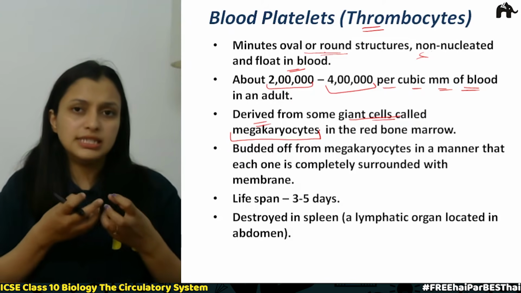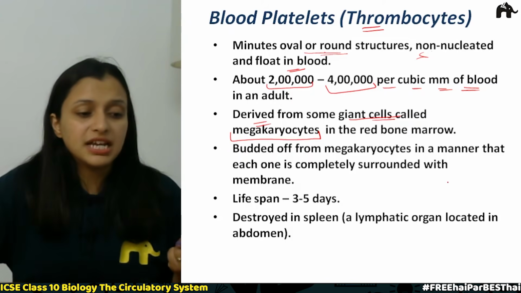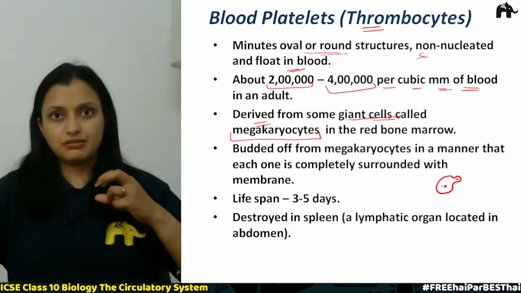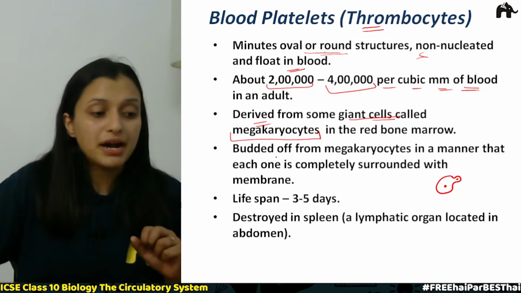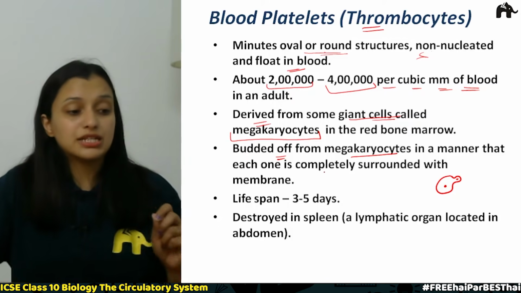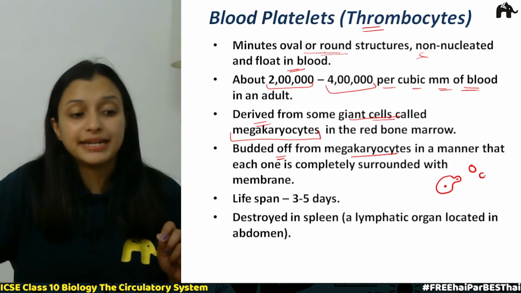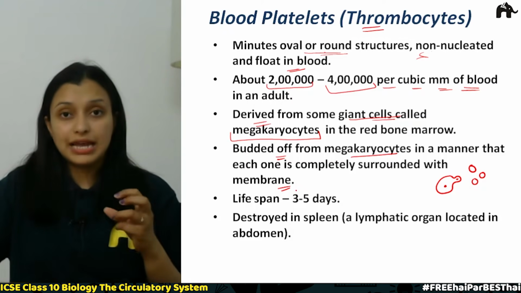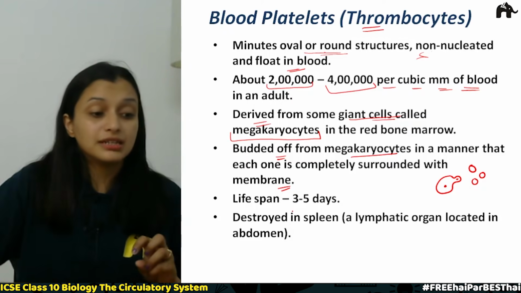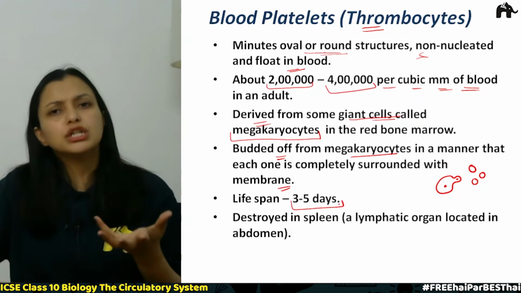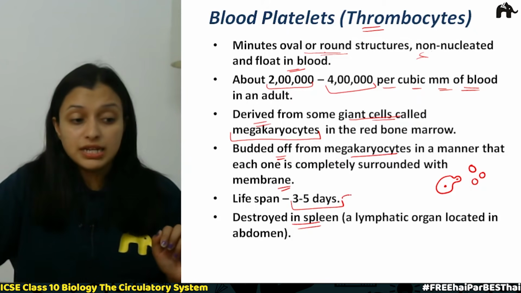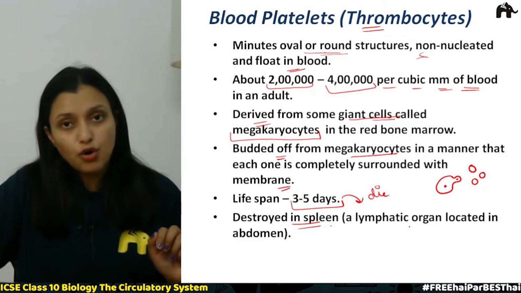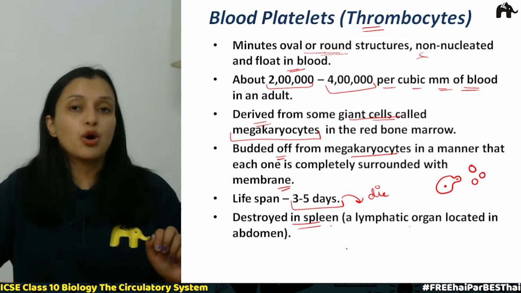So how are these cells derived from them? Basically these are the cells from where these small little platelets bud off from the megakaryocytes in such a manner that each platelet is surrounded by a membrane, and their life cycle is very short. Their lifespan is just 3 to 5 days, and finally when they die, they are destroyed in the spleen, which is one of the lymphatic organs situated in our abdomen, right?